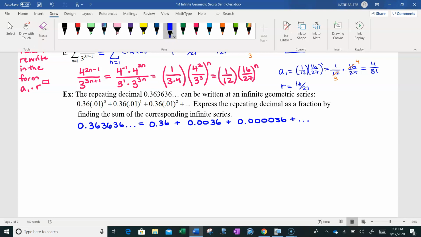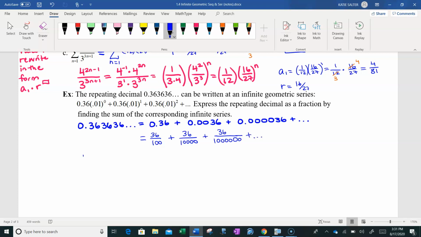And then I like to rewrite it as a fraction. I'm more of a fraction person than a decimal person. You can do it either way. So this first one, 0.36, is really just 36 out of 100. And then 0.0036 is 36 out of 10,000. And then 0.000036 would be 36 out of a million. And you can just count the decimal places to figure out how many zeros that is. And so on and so on.